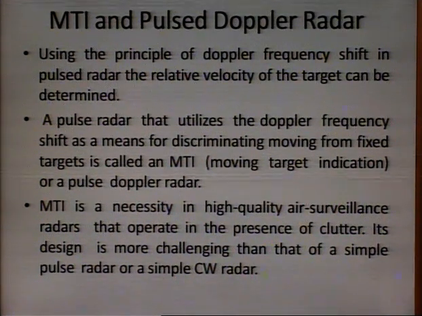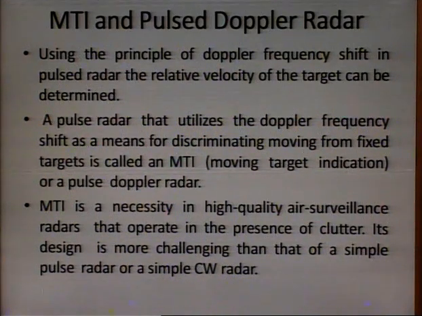All the targets are detected by using MTI radar, and from those targets, which target is stationary and which target is moving can also be differentiated. MTI is a necessity in high quality air surveillance radar that operates in the presence of clutter. Its design is more challenging than that of a simple pulse radar or a simple CW radar. It is very obvious that MTI is a very high quality air surveillance radar, because it operates in the presence of all the targets.